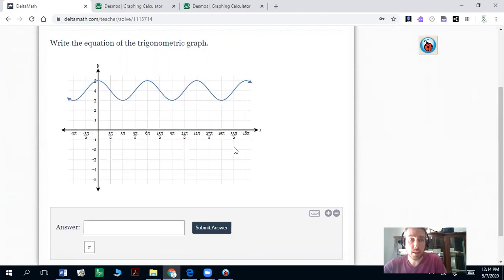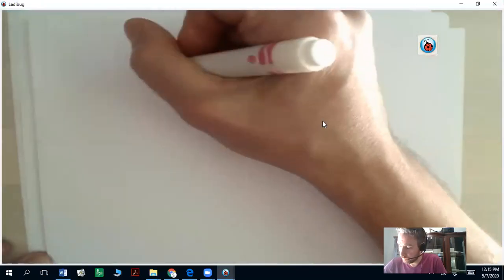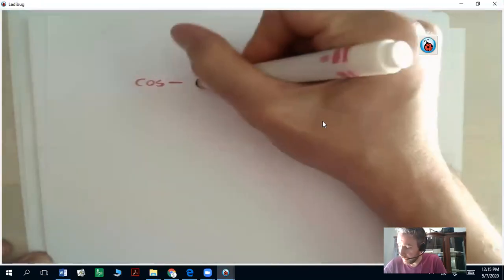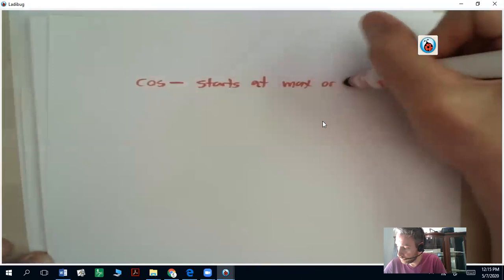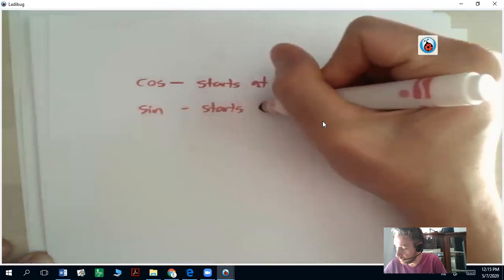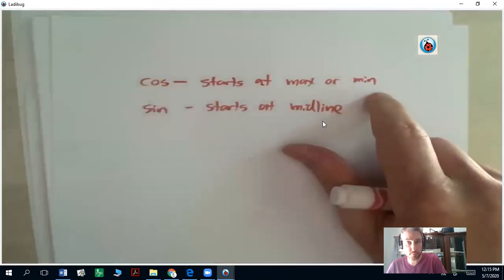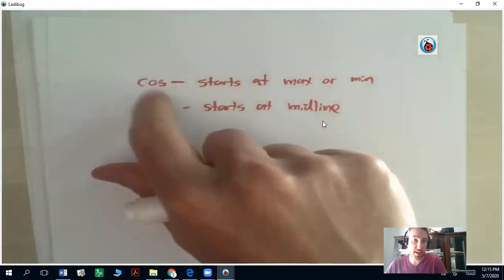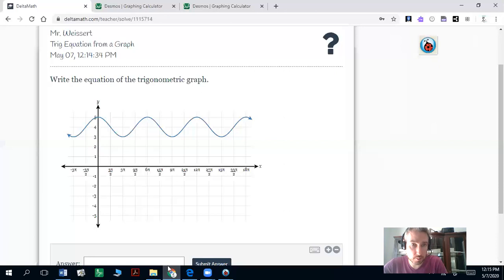So the first thing we want to do is identify if the graph represents sine or cosine. So on this problem here, because it starts at the max, remember, cosine starts at max or min. And the sine starts at the midline. Now, if it's negative, it's going to start at the min for cosine. If it's positive, it's going to start at the max. If it's negative at the front, then sine is going to go down first instead of up first. So let's look at this particular problem.